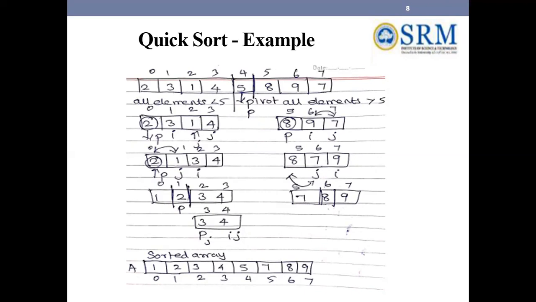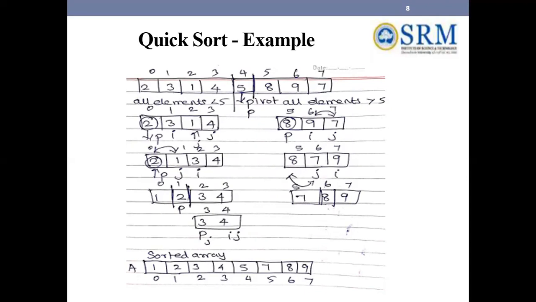The basic concept is: from the left, search for the element which is greater than the pivot. From the right, decrement J, find the element which is lesser than the pivot. Stop I and J. Now 3 is greater than 2, I points to 3. J is 1, which is lesser than the pivot element. Now I is less than J, so swap A of I with A of J.